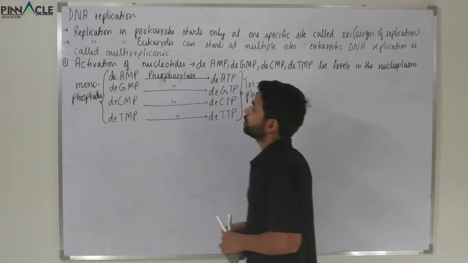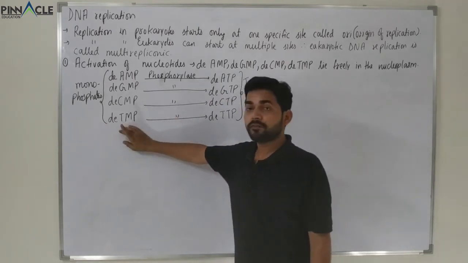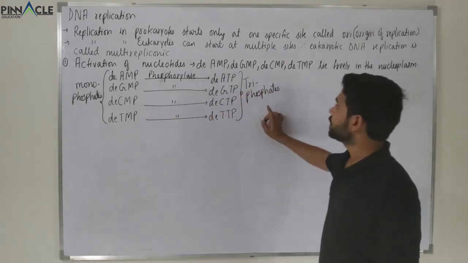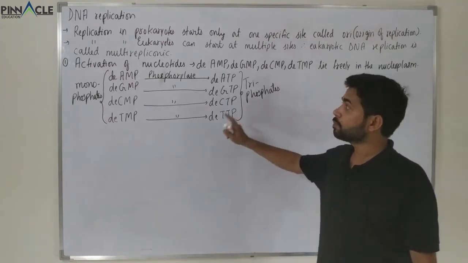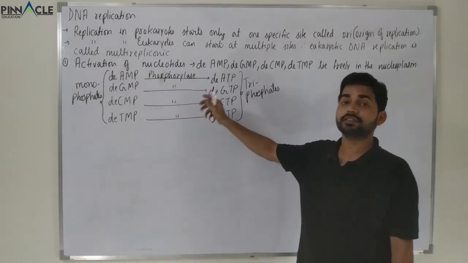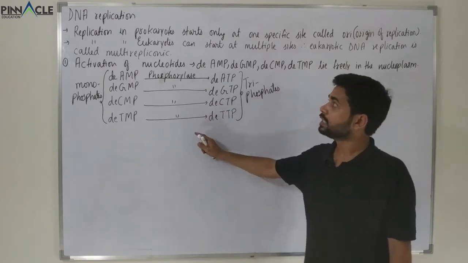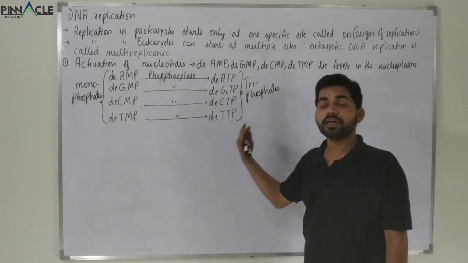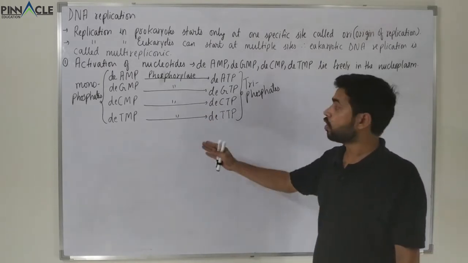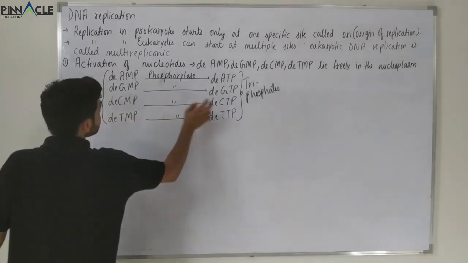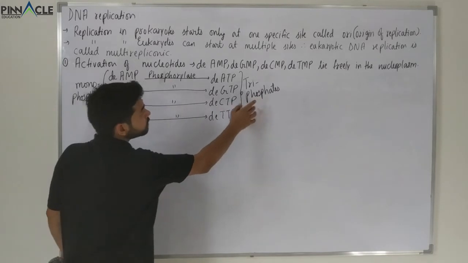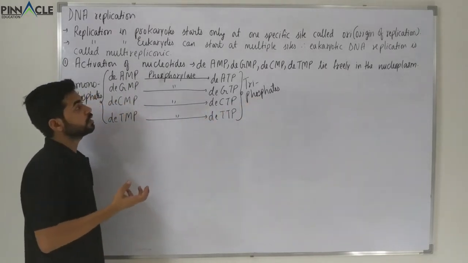So this is the difference: that is it will have one phosphate group and these will have three phosphate groups. So this is how the replication starts. This is the first step of DNA replication. Now we will understand the DNA replication along with the diagrams. We have to remember that these triphosphates will be a source of energy for the replication.